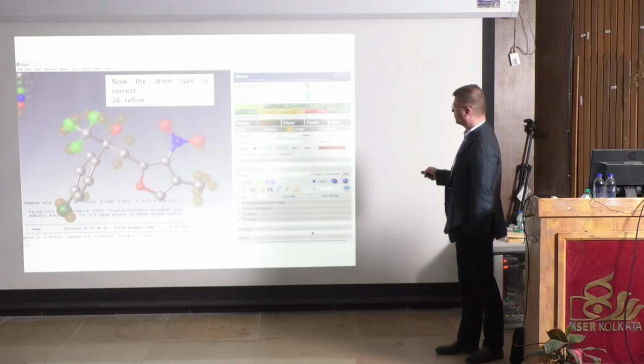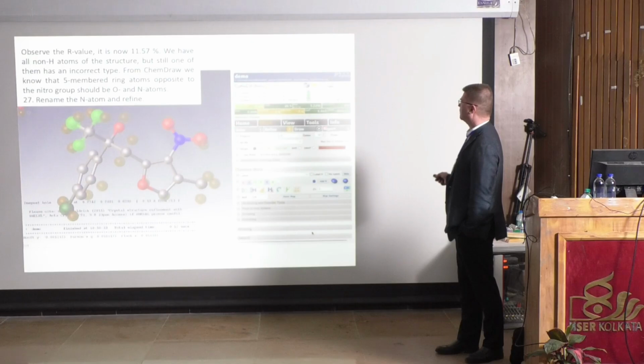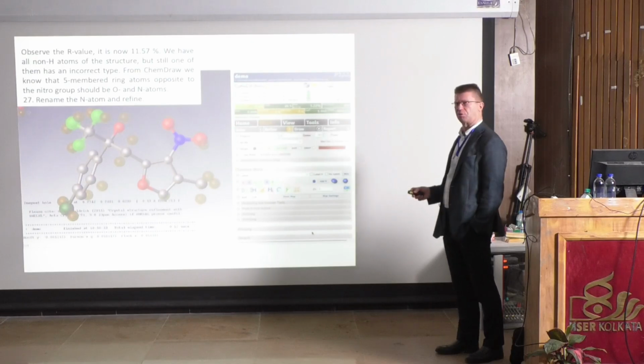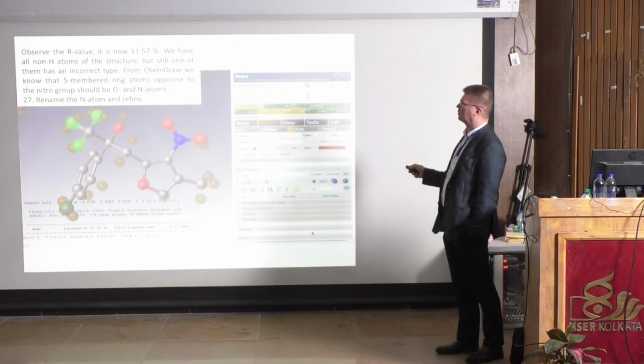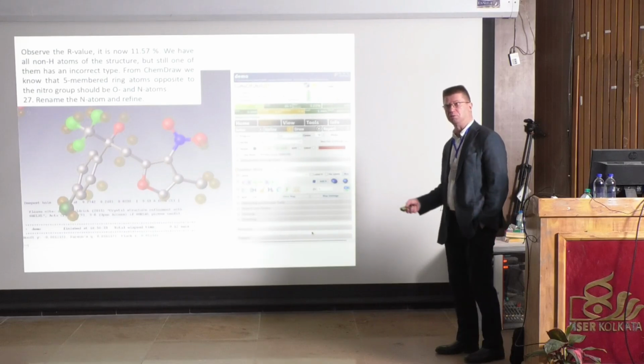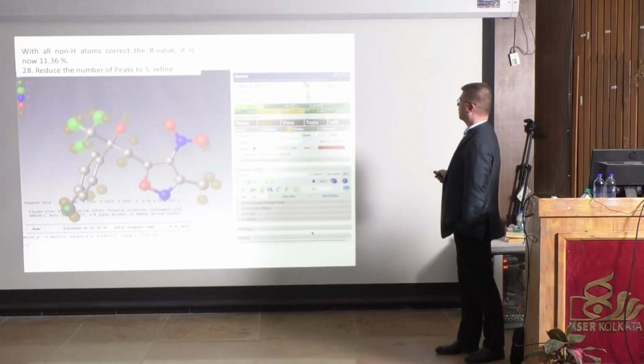And now we refine. We click here, refine. Again, there are values going down. And now you can see that we have it there. Now the observed value shows that not all the atoms are correct, there is still one incorrect type. From the ChemDraw we know that this is the idea, and we rename this as a nitrogen atom and repeat. And now it still goes down. Now all the atoms are correct.